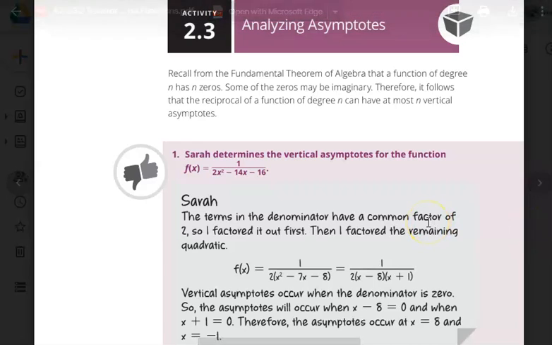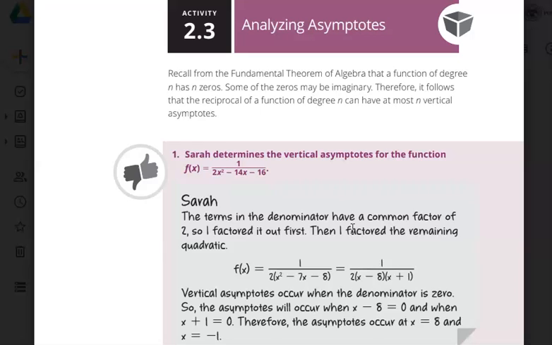Welcome to lesson 2.3.2, Analyzing Asymptotes and Transforming Rational Functions. So what I've given you is a few pages out of your textbook, and you should open that so we can be looking at the same thing, and also a Google Doc where you can type in your work and type in your answers.